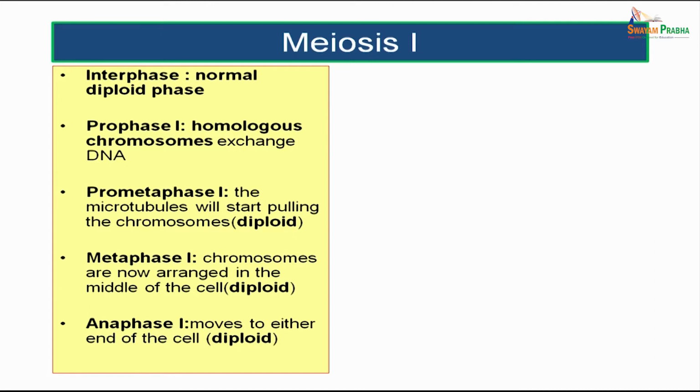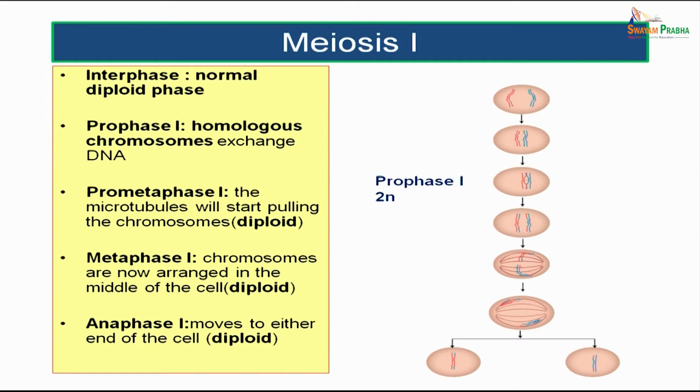And in anaphase, the chromosomes will be pulled apart so that they will be moving to either end of the cell. But you have to remember that in this phase also the chromosome number is diploid, because all these events are happening within the cell. So, let us have a look. This is prophase 1. You can see that the chromosome number is 2n, that is diploid. This is metaphase 1 where the chromosomes are arranged in the middle, still diploid, and in anaphase they are pulled to either ends and again the chromosome number is diploid.